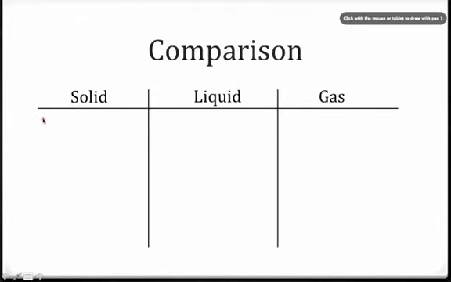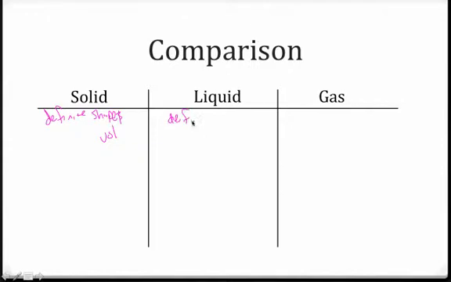So for solids, we can say they have a definite shape and volume. Liquids have a definite volume, but no definite shape. They adopt the shape of their container. And gases don't have any of these things. Gases basically adopt the shape and volume of their container, so they have neither a definite shape nor a definite volume.